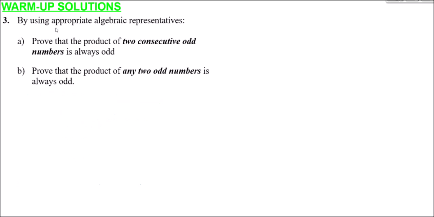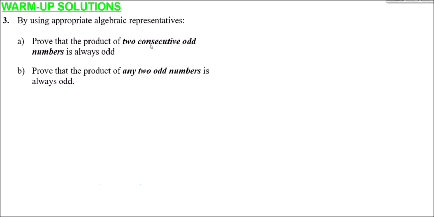Question 3. Again, by using the appropriate algebraic representatives, just driving home the point that this first of the two chapters on proof is a warm-up to get you stronger for 1.1b. Anyway, prove that the product of two consecutive odd numbers is always odd. So I've highlighted the fact that these aren't just any two odd numbers, these are two consecutive ones.